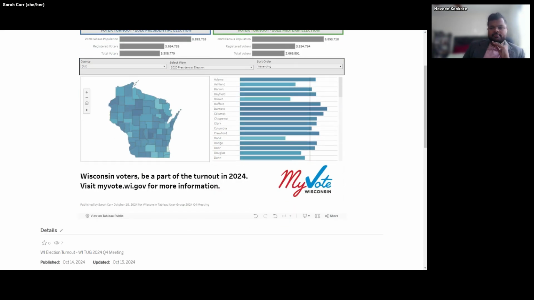And then I wanted to be sure to include a call to action as we get closer to the 2024 election. So myvote.wi.gov, or clicking on the graphic, is where you can find your polling place, register to vote, see what's on your ballot, things like that. So thanks so much for this opportunity and the great vizzes so far. So thank you.